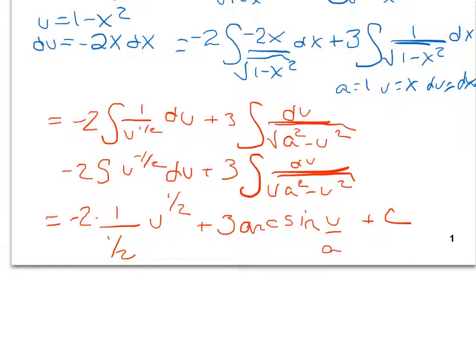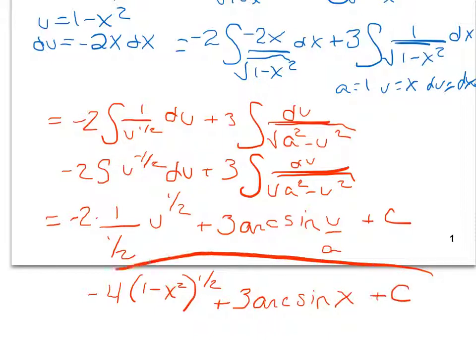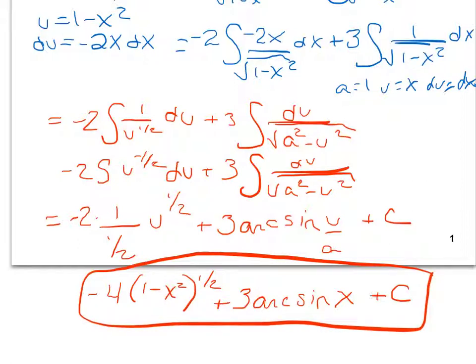Cleaning up a little bit. Negative 2 times 1 over 1/2 is negative 2 times 2 over 1, which becomes negative 4 times u, which I remember made 1 minus x squared for my first integral, to the 1/2, plus 3 arc sine of u. U on the second integral was x. A was 1, so I'm just going to go ahead and say x. I don't have to say x over 1, plus c. And now I have correctly integrated this again by first separating my fraction.